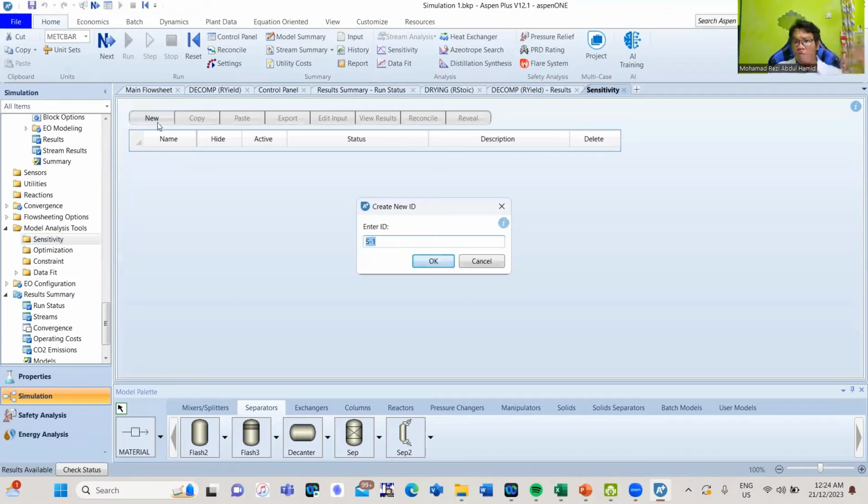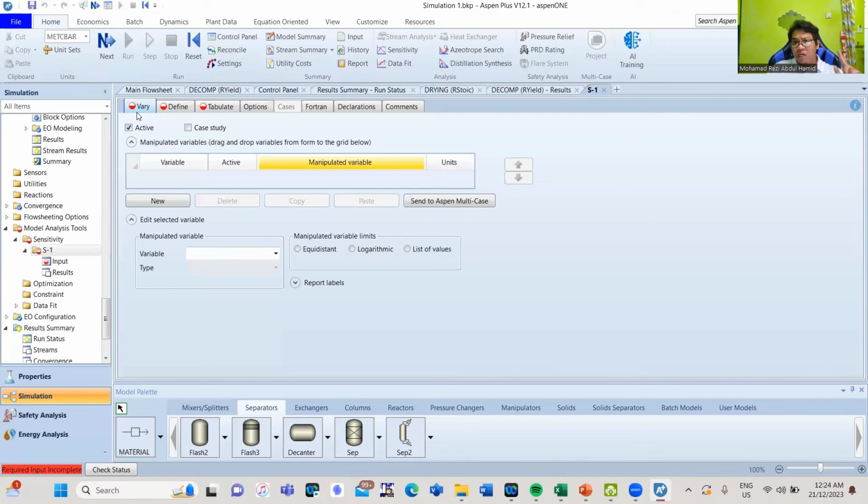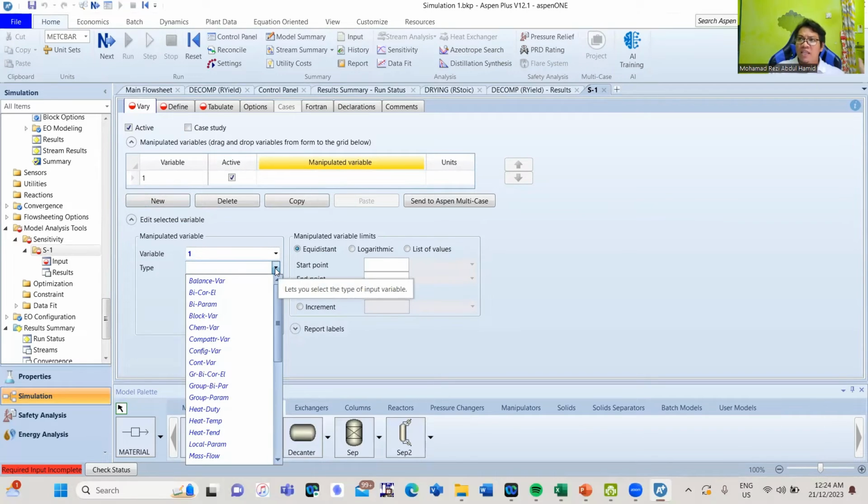Basically, we're going to vary a parameter and observe the effect of those parameters on whatever variables you want to measure. So ID S1, just double click. All right, what are the parameters that we're going to vary? Click new. The parameter that we will vary is the equilibrium temperature, because those are the things that do the final calculation.